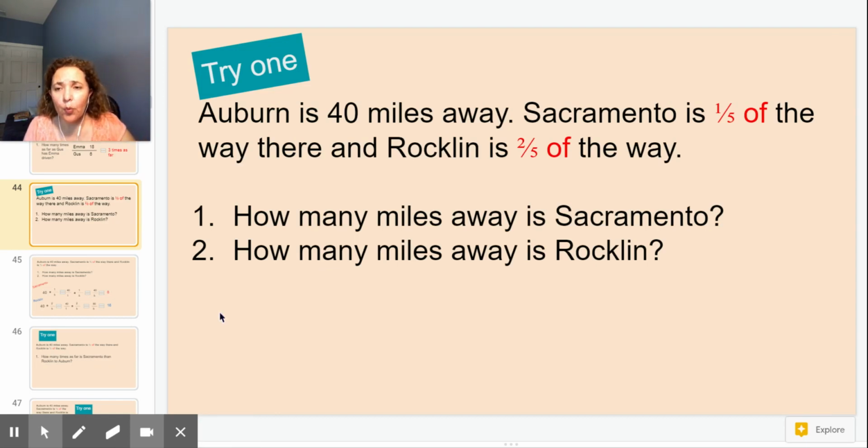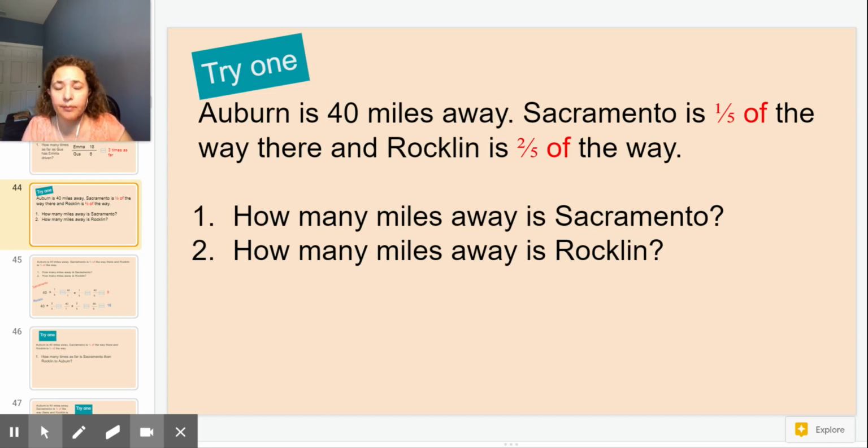Auburn is 40 miles away. I'm not exactly sure how many miles away Auburn is. You could probably ask Mr. Bittner, he would know. But it's just for an example, so don't quote me on this. Auburn is 40 miles away. Sacramento is 1/5 of the way there, and Rockland is 2/5 of the way.